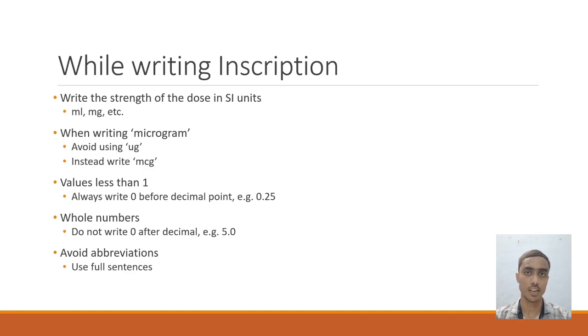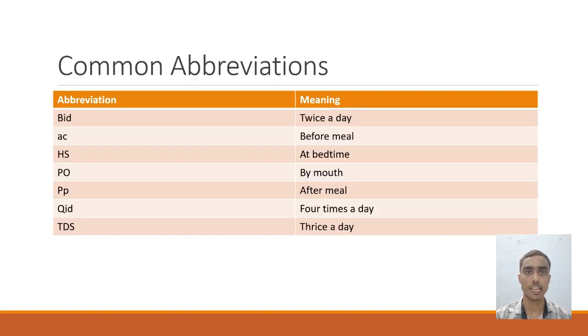On the other hand, avoid writing zeros after whole numbers. Avoid using abbreviations in the prescriptions. We cannot expect the patient to interpret the abbreviations correctly. Instead, write full sentences. Now here are a few examples of abbreviations and what you can write instead of that.